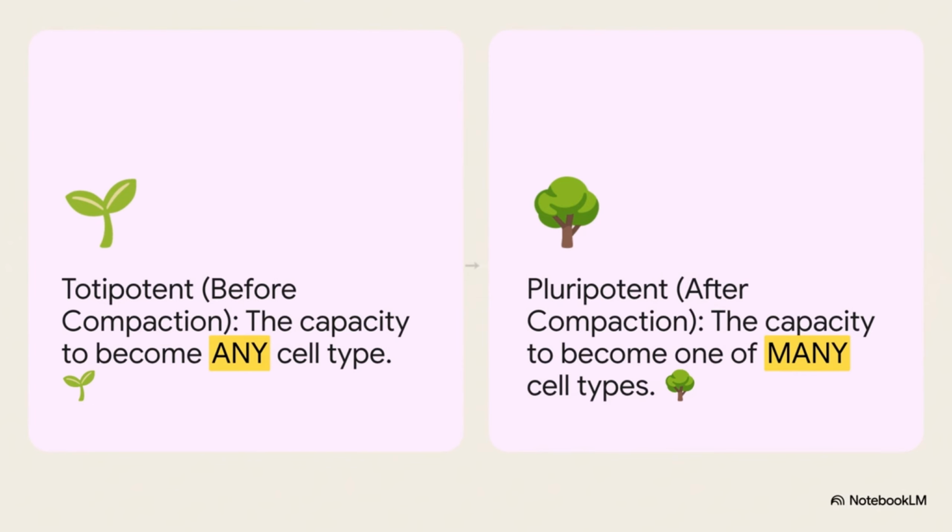This physical change is also mirrored by a major shift in what these cells can become. See, before compaction, the cells are what we call totipotent. That means each one has the potential to become any cell type, including the placenta. But after compaction, the inner cells become pluripotent. They can still form pretty much any cell type in the body, but not the placenta. This is our first major step in differentiation.